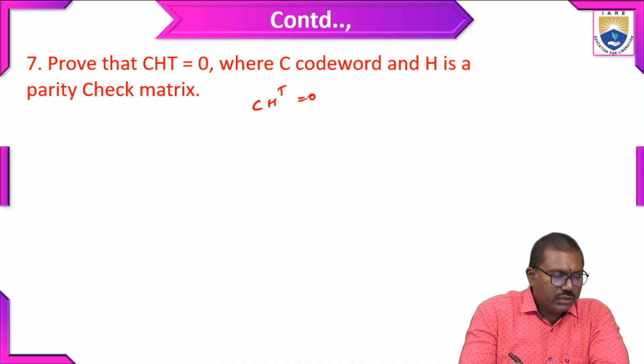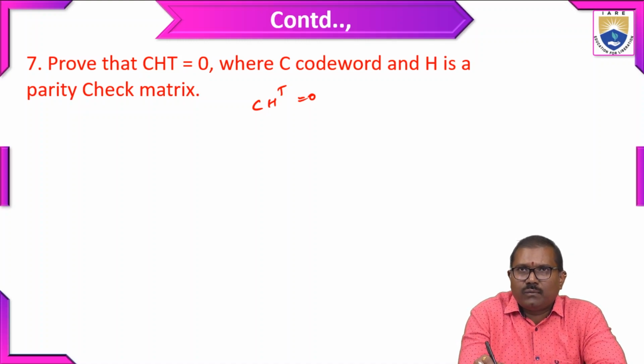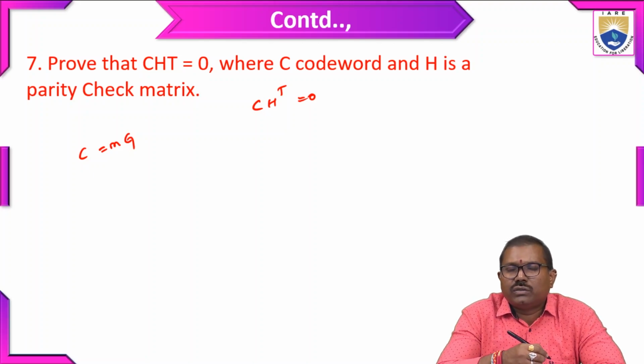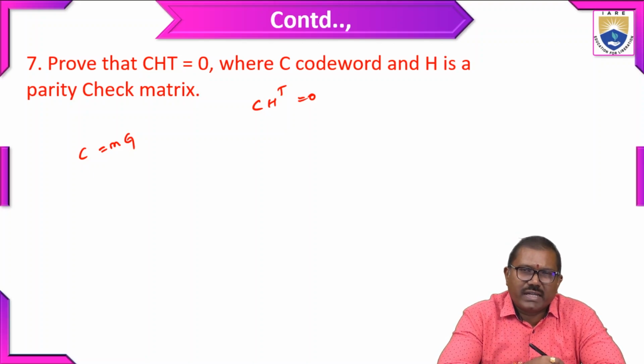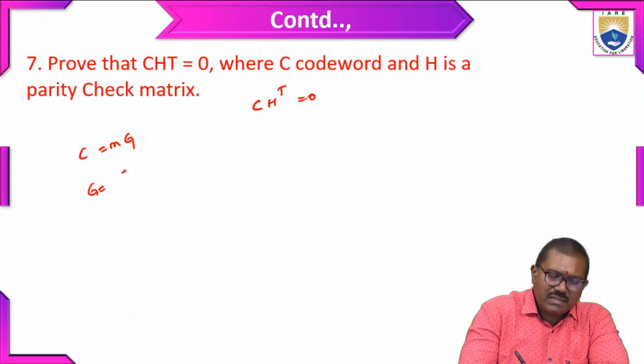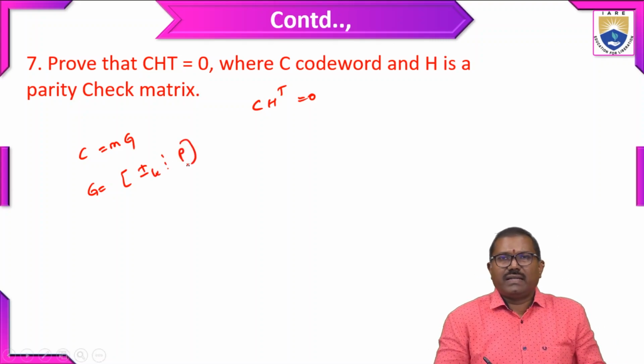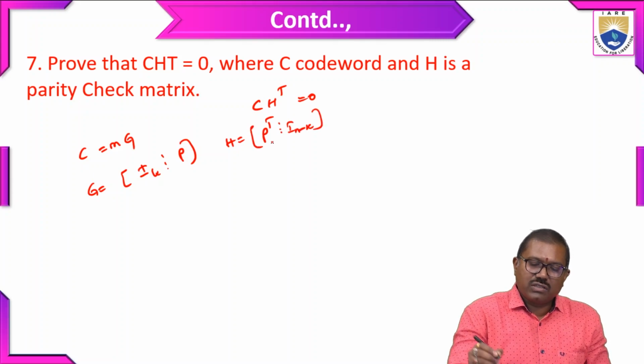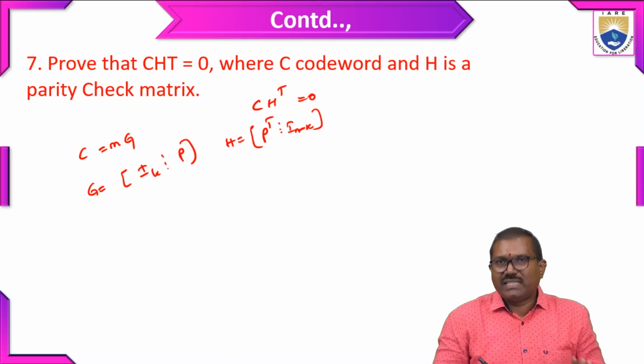Okay, so here in a simple way I am going to conclude this one. So what is my code here? M into G I can generate. Already we have seen in the previous problems. Okay, M is message, G is generator, and G is in the form of I_K augmented with P. This is my G. What is H? H equals P transpose, I_(n-k). So this is the general systematic pattern of G and H.